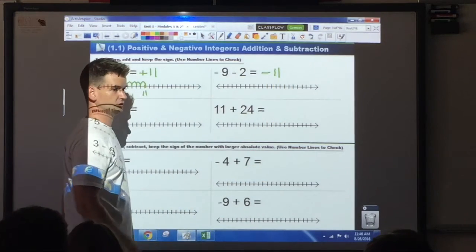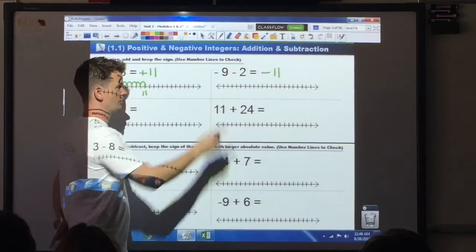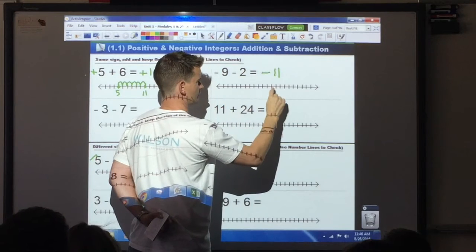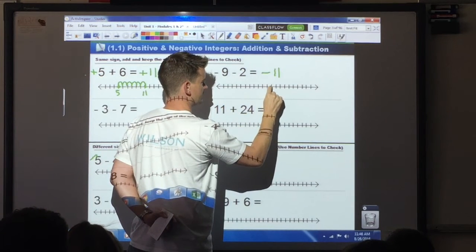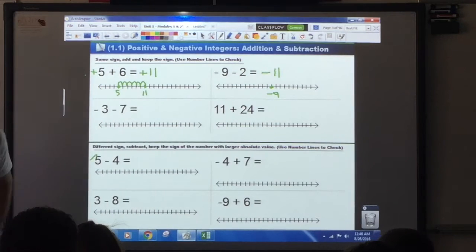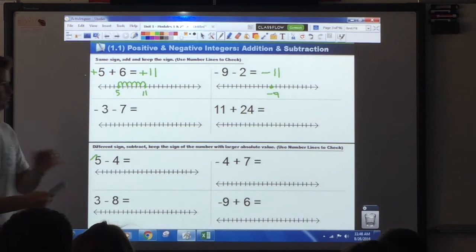How can I prove that? Well, I can go to the number line again. We start at what number? Negative 9. It doesn't matter where you do it, this is a blank number line. So let's say that this right here is negative 9. And I'm decreasing by 2. When I decrease on a number line, which way do I go? Left. And since I'm decreasing by 2, how many spots to the left am I going to move? Two.